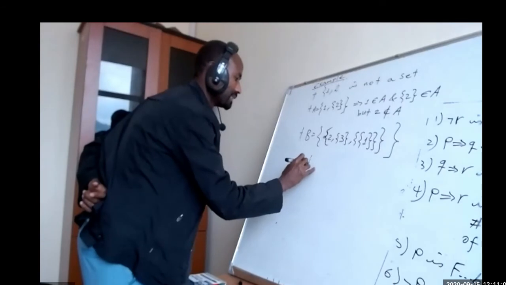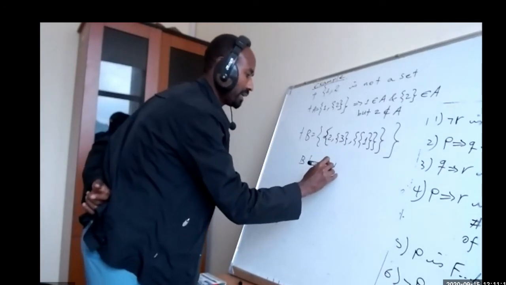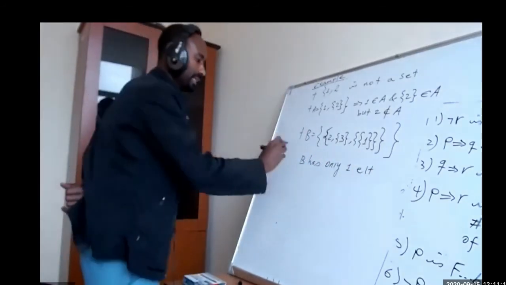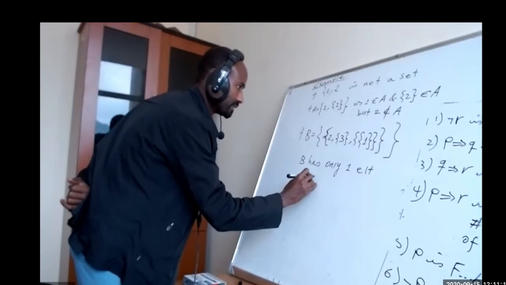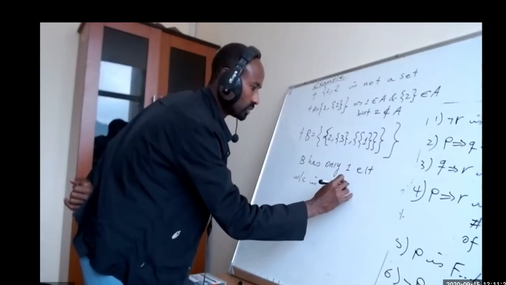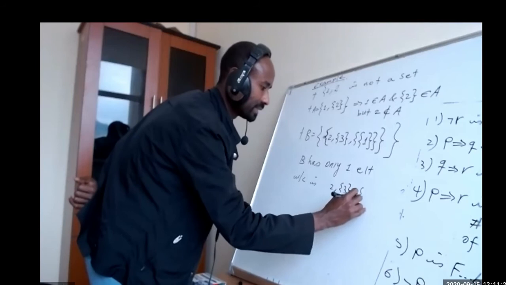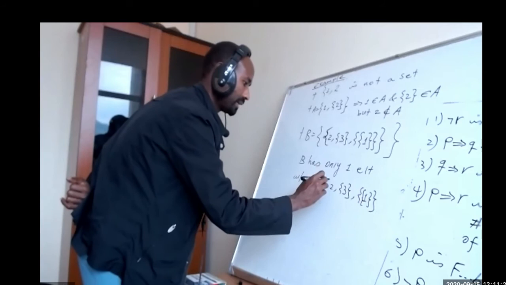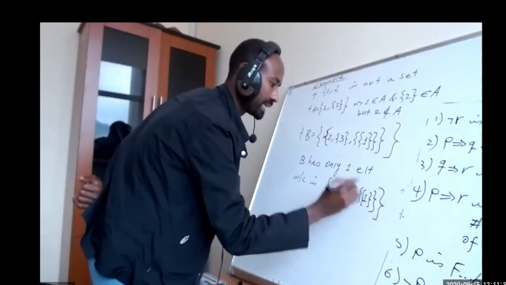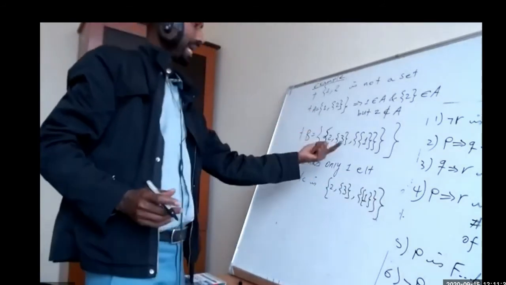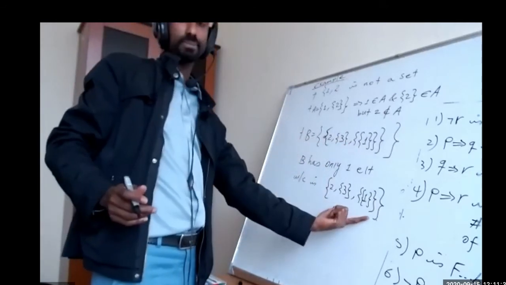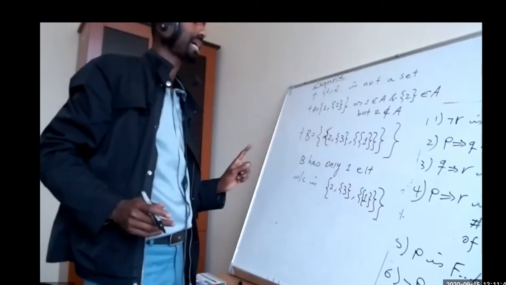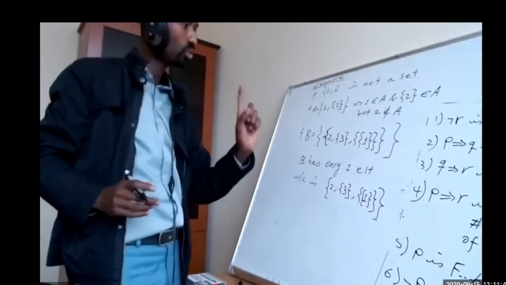B has only one element, which is 2, 3 in a brace and 1 in double brace, and all 3 are in one brace. So the element of set B is this one. So this set has no 3 elements. Rather, it has only one element.